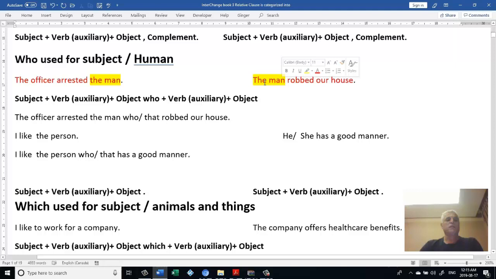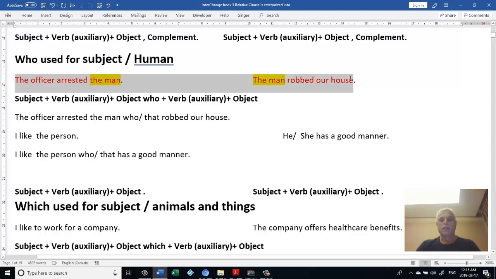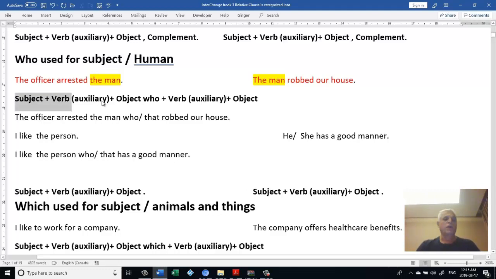How do we make a relative clause? For example, we have to join two sentences into one sentence. We're going to make those two as one sentence. Then we have the formula: subject, verb, auxiliary, then the object. Then we substitute the subject here with who. Then we continue the whole formula.